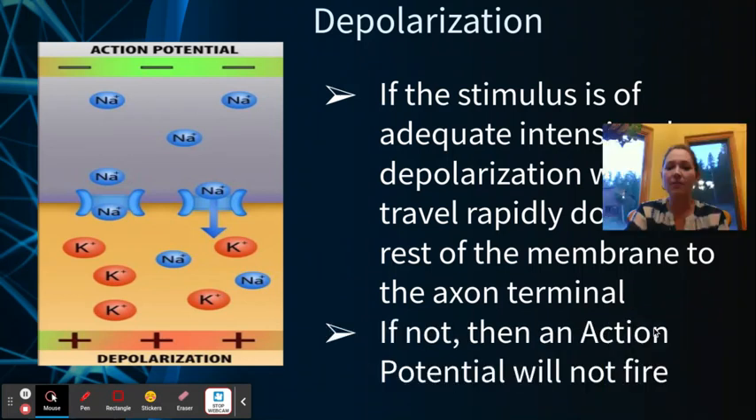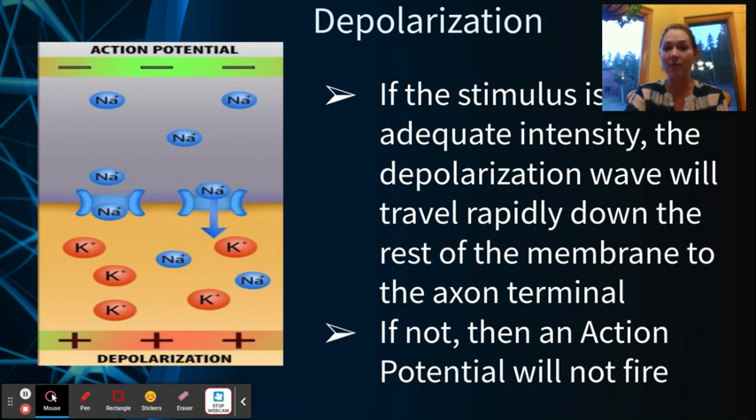And if not, then the action potential will not fire. And this is a key part of the nervous system because we don't want our neurons firing all the time. That would not feel good and it would not be efficient. And so that's why we have that threshold potential so that we're not responding to every single stimuli in our lives, and that our neurons are not always firing all the time.